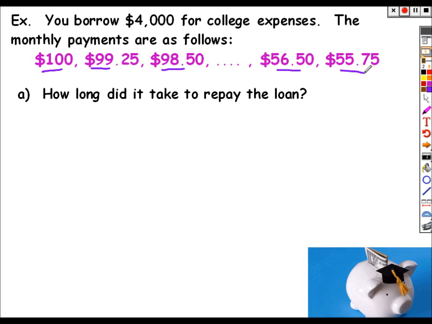So the first question is, how long did it take to repay the loan? Essentially, I want to know how many terms are in this sequence. If I want to know how many terms there are, you really need to start with writing the explicit formula. So think about, I'm subtracting 75 cents every time. This is an arithmetic sequence. Can you write an explicit formula for this arithmetic sequence? Pause the video, give it a try.